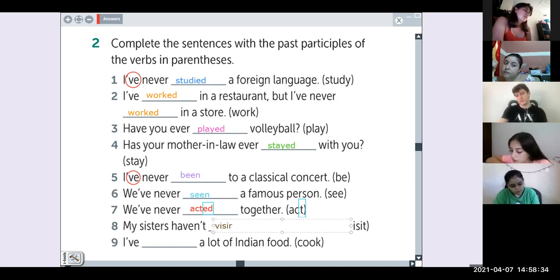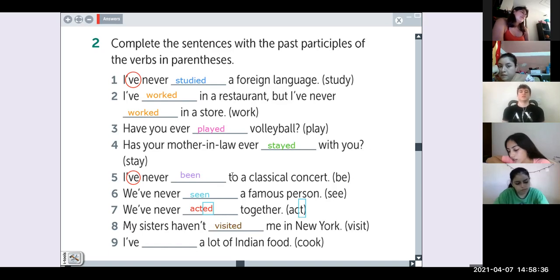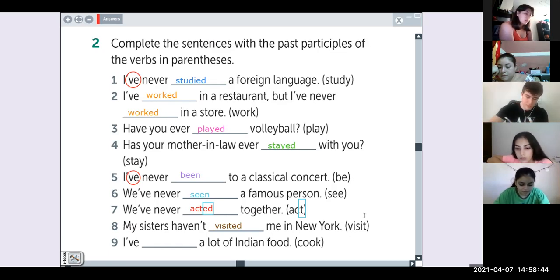Again, please. My sisters haven't visited me in New York. Very good. Visited me. Como esta palabra también termina en T, ahí sí podemos pronunciar la ED del final. Visited. Okay. Nisa, the last one, please.